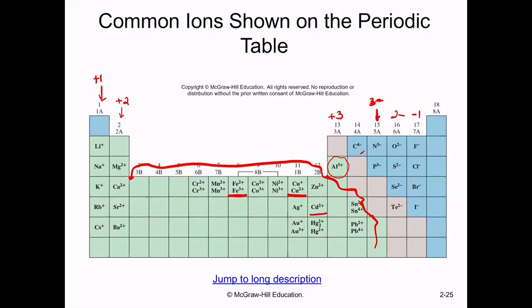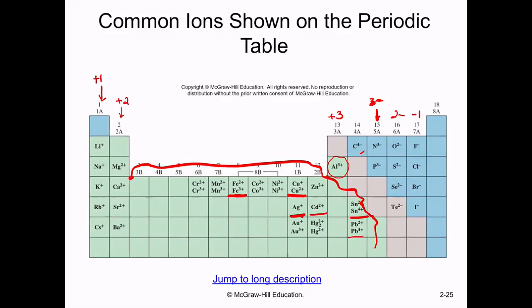Cadmium, only one ion with a +2 charge. Silver, only one ion with a +1 charge. Lead and tin are also reactive elements. Tin forms two different types of ions with a 2+ and a 4+ charge, and lead 2+ and 4+ charge.